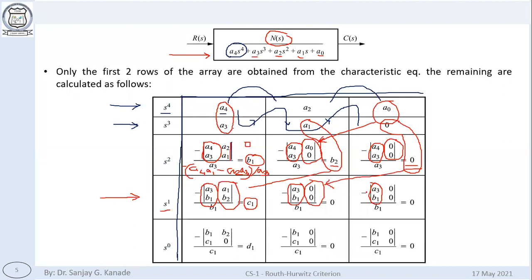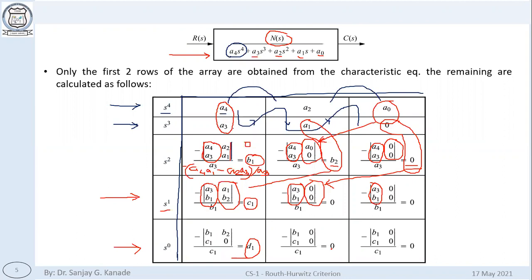Okay, so in this way, we are going to form the Routh array until the s raised to 0 row. Automatically, there will be only a single element in the final row, because every time the size of the row is going to get reduced because of this 0, 0, 0 coming in at the end. Okay, so this is how we create the Routh array or Routh table.